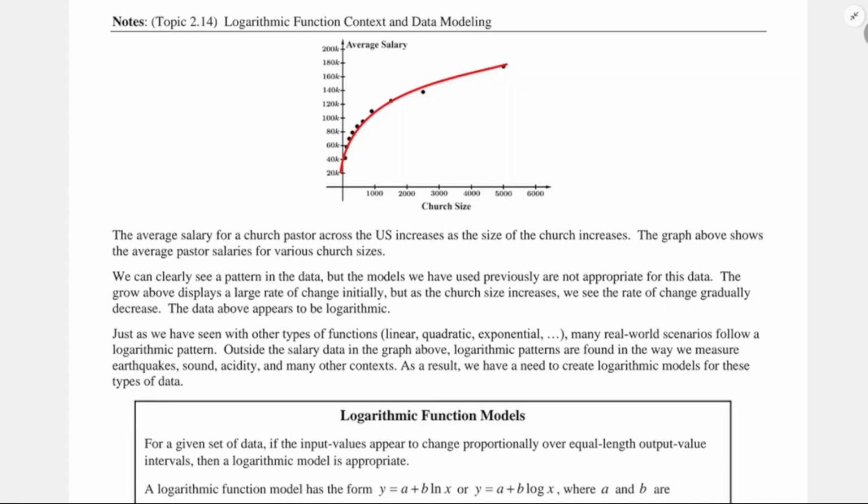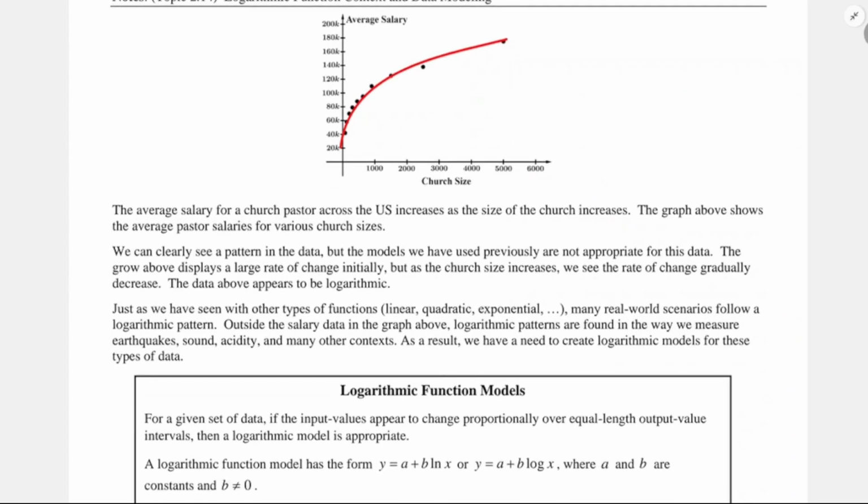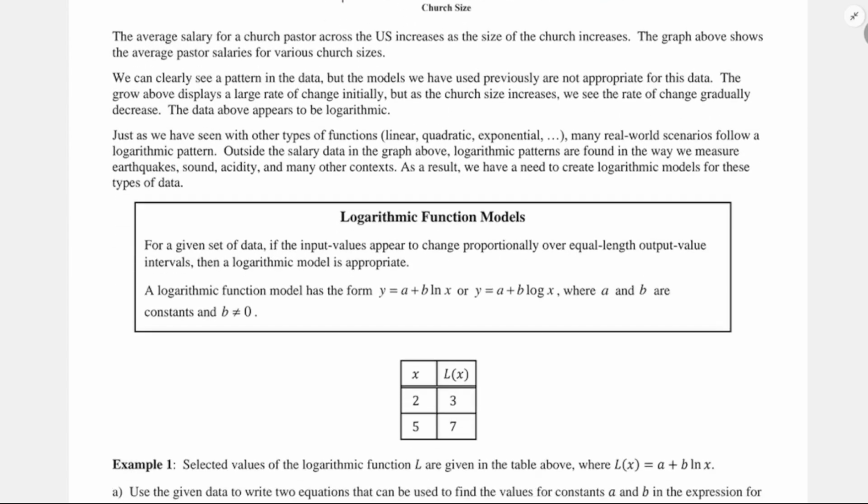And you can see that thing in the box for a given set of data. If the input values appear to change proportionally when output values are evenly spaced, then that's a logarithmic relationship. I think to us, the more telling giveaway is going to be that the function's increasing at a decreasing rate. I think that's going to be the most common situation for us.